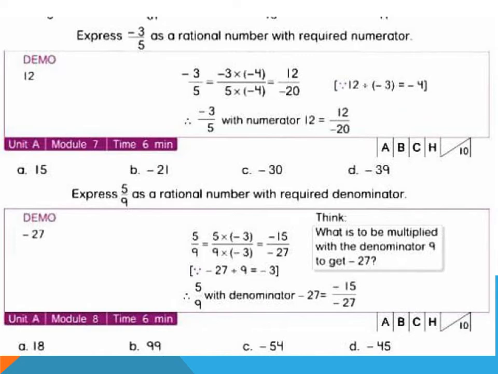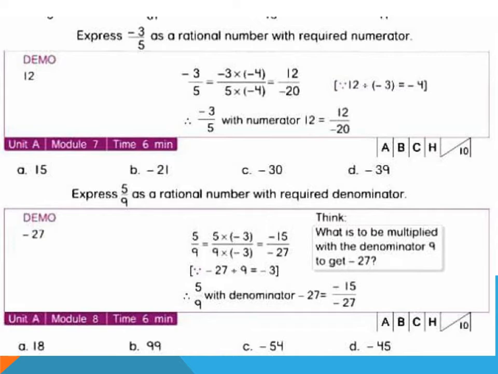Now in module number 7, you have to express minus 3 by 5 as a rational number with the required numerator. For question number A, you have to change the numerator into 15. That means you have to find an equivalent fraction of minus 3 by 5 where the numerator is 15. So if you want to change minus 3 into 15, you have to multiply it with minus 5. Now if you are multiplying the numerator with minus 5, you have to multiply the denominator with minus 5 as well.